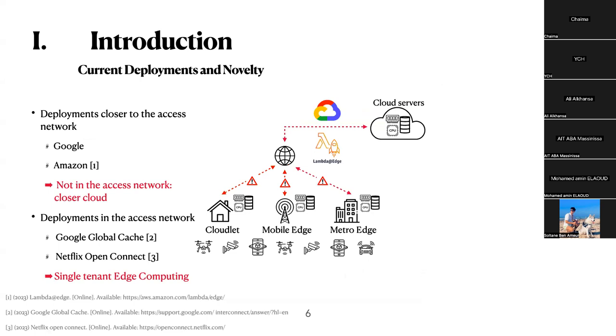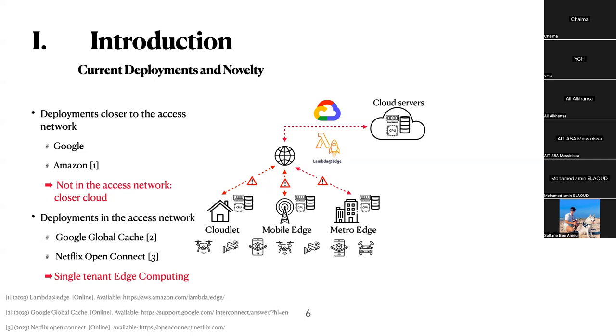So current deployments under the label of edge are provided now by some cloud providers, such as Google and Amazon. We have Google Cloud Edge and Amazon Lambda at Edge. However, these two deployments are actually far from the edge. They are close to the access network, but they still require passing through the internet. So it is labeled edge, but it's not true edge in our vision. It is just a closer cloud.